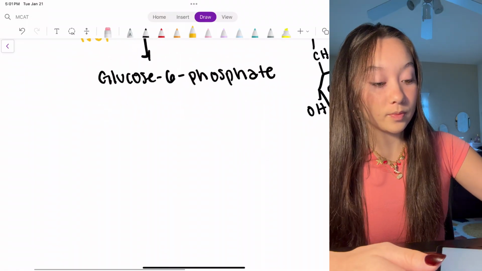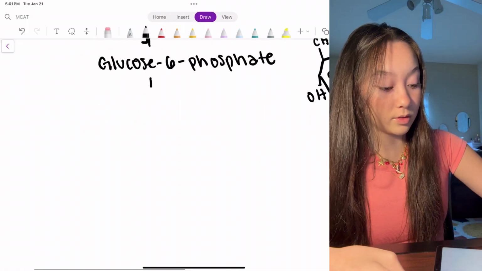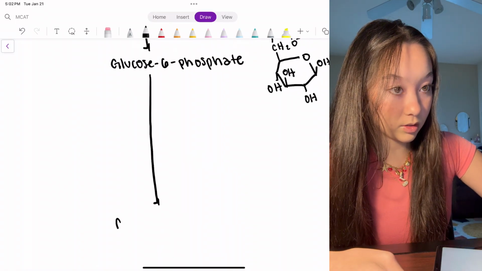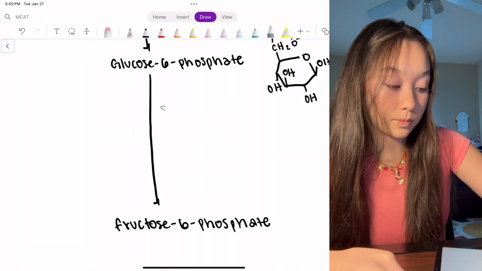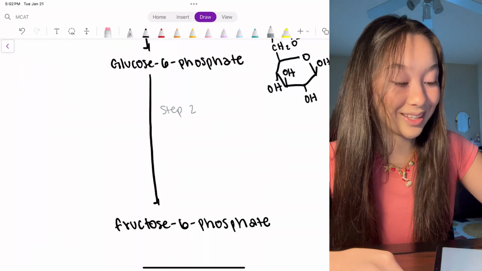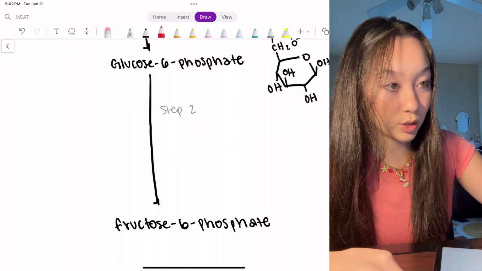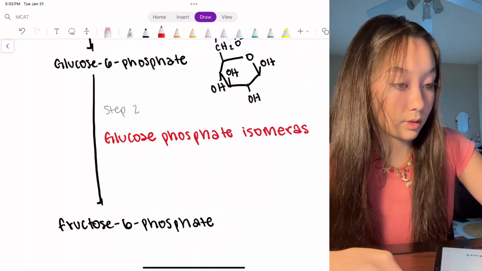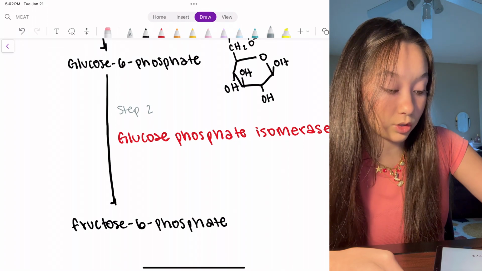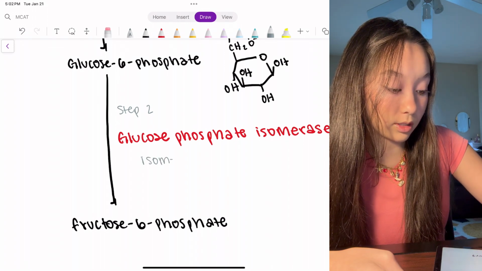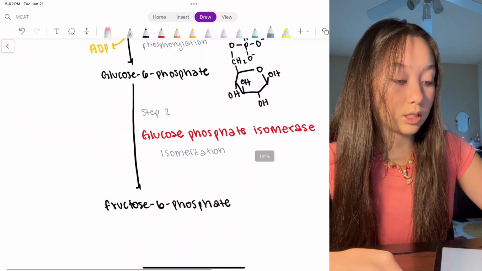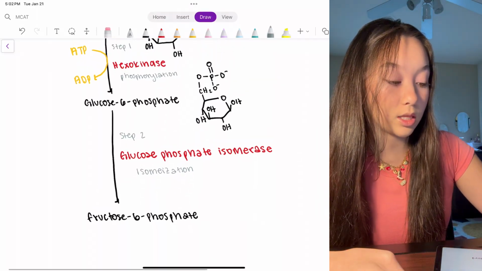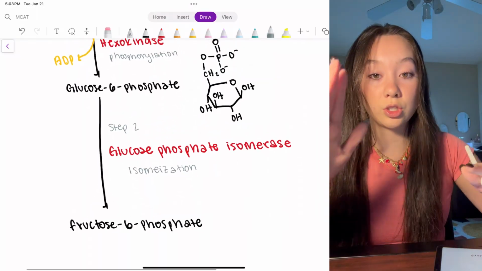Next, from glucose 6-phosphate, we go down and it turns into fructose 6-phosphate, and this is step 2. There are 10 steps. So this reaction is catalyzed by glucose phosphate isomerase. Okay, and this reaction is an isomerization. And so basically, nothing is being added here, so we don't need any ATP, no phosphates are being added. The arrangement is just going to shift around and change.